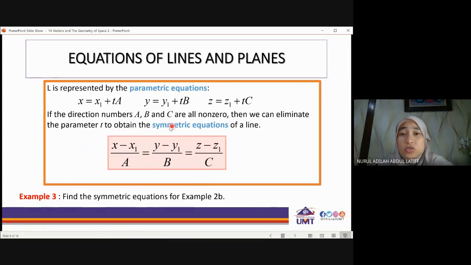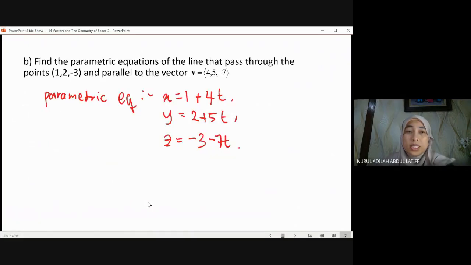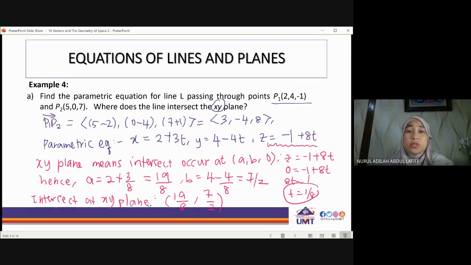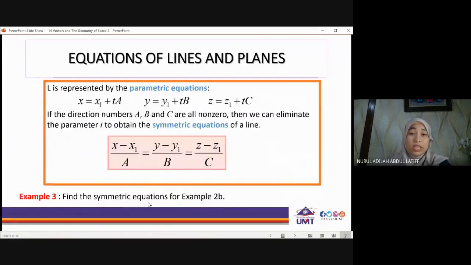obtain the symmetric equations of a line, which is x minus x1 over a is equal to y minus y1 over b is equal to z minus z1 over c. Okay, so in this example, find the symmetric equations for example 2b here. Since it is the symmetric equation, you just put in all the numbers.